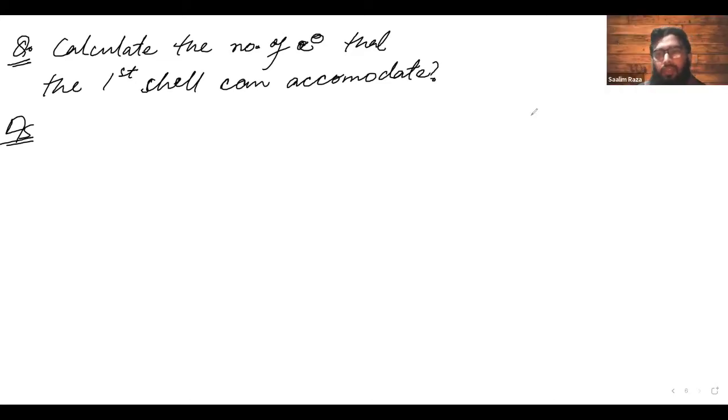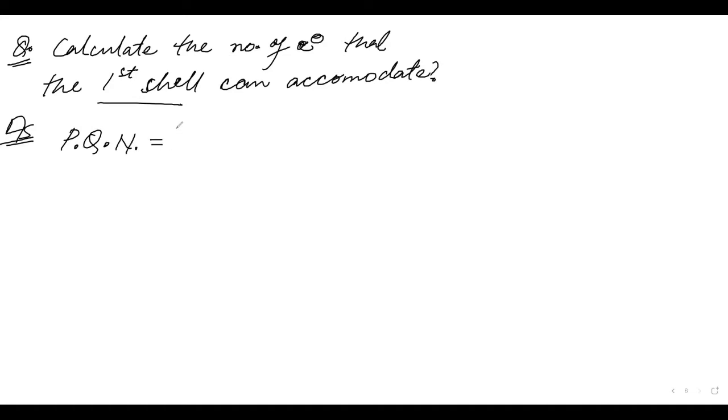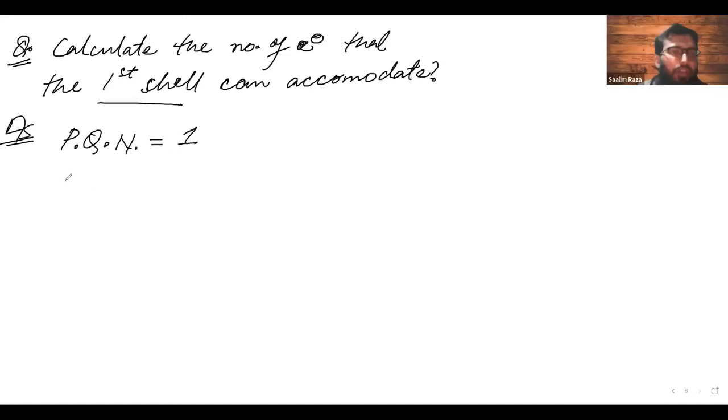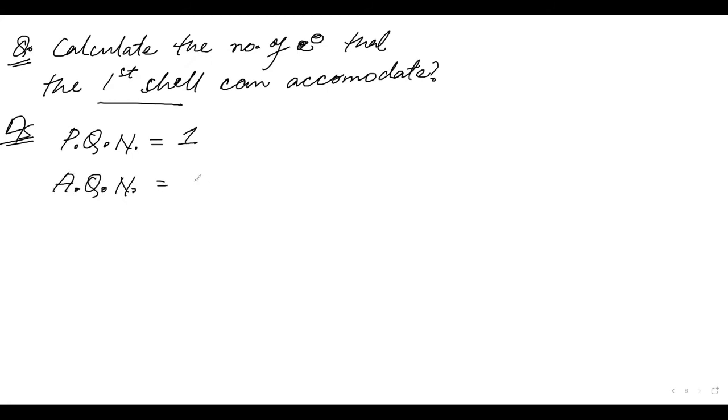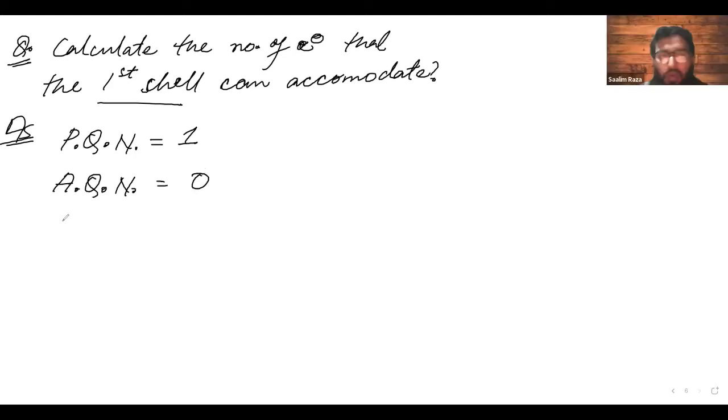Okay, let me take Ahmed. I will ask you a series of questions and you will prove how it is true. For the first shell, what should I write for the principal quantum number? 1. Very good. What would be the azimuthal quantum number? 0. And what will be the magnetic quantum number?